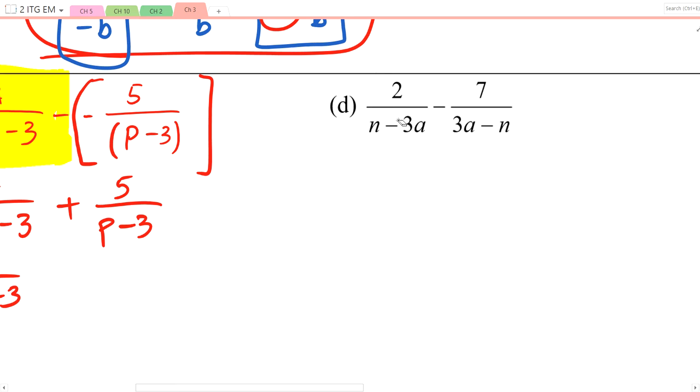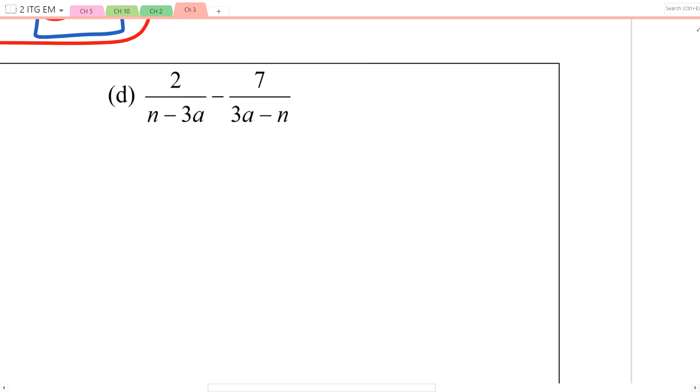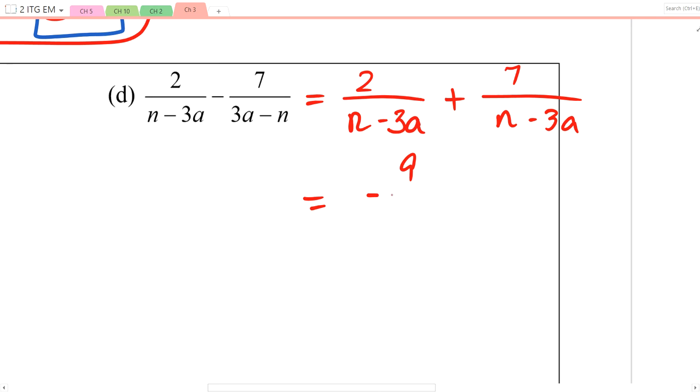Part D. Okay, so again, same type of question. I know I'm going to keep the first fraction and minus 3a. Second fraction, what do you want the denominator to be? Same? N minus 3a. So change this to become a plus 7 n minus 3a. And I get 9 over n minus 3a. Do you get this? Now if you did not skip any steps, you should still arrive at the same answer.